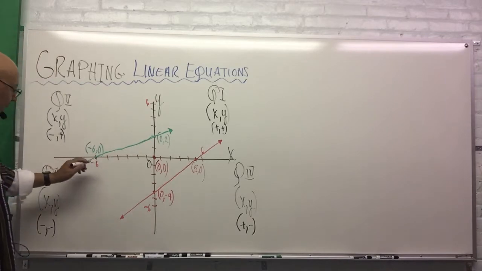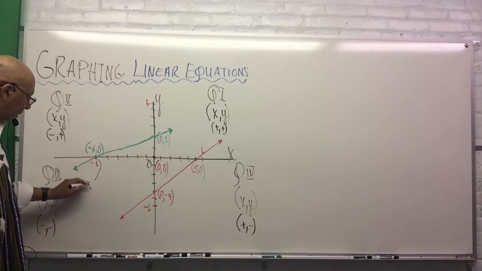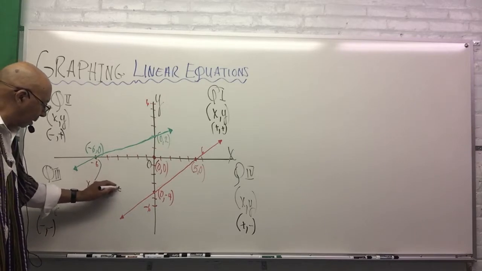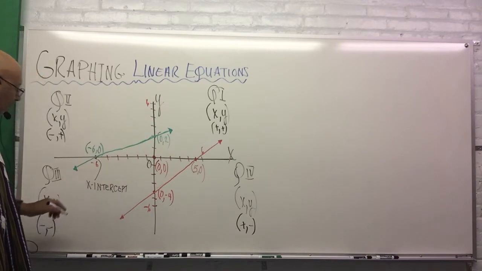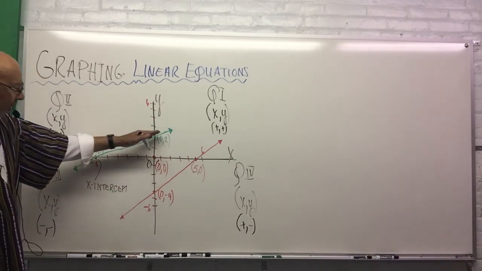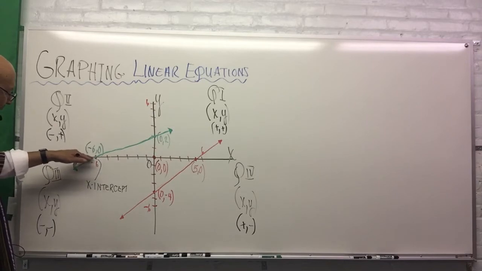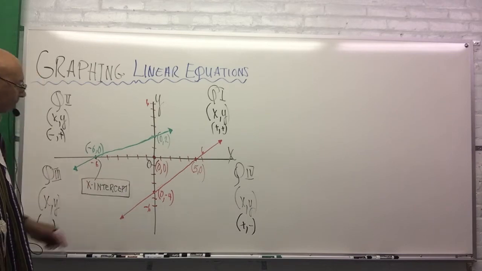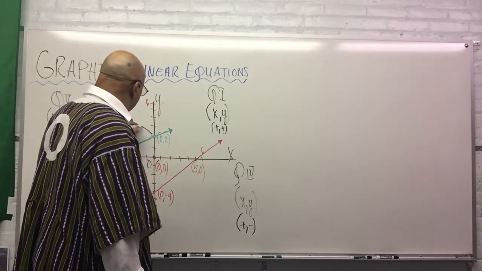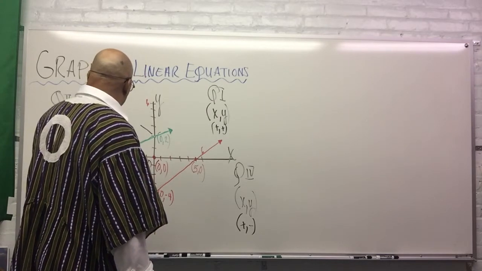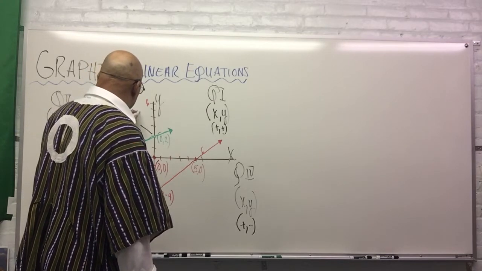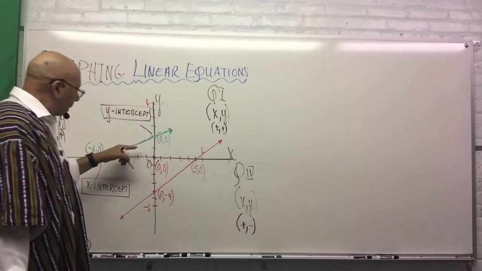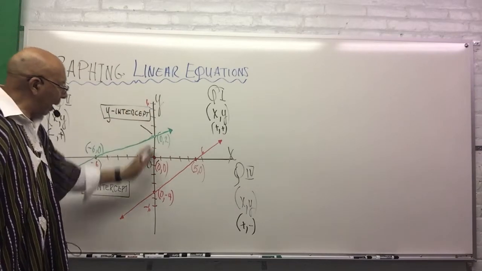You see this point right here. We call that the x-intercept. I-N-T-E-R-C-E-P-T. Because that's the point at which the line crosses the x-axis. So that's the x-intercept. This is called the y-intercept. T-E-R-C-E-P-T. That's the point at which the line crosses the y-axis.